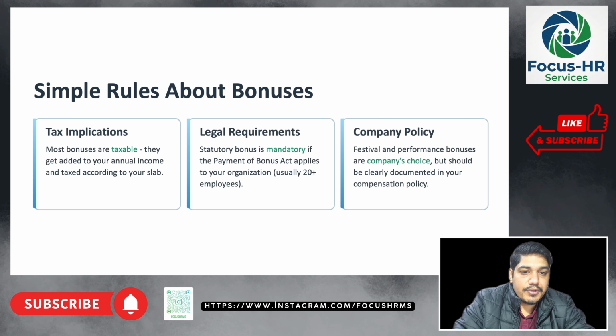Rule number three, company policy. Festival bonus and performance bonus are at the company's choice, not legally required. But they should be clearly documented in your employment contract and compensation policy. Never assume you're getting them unless it is written.